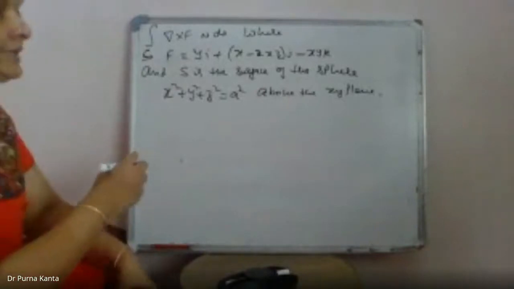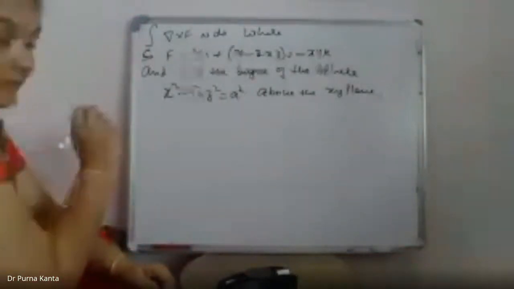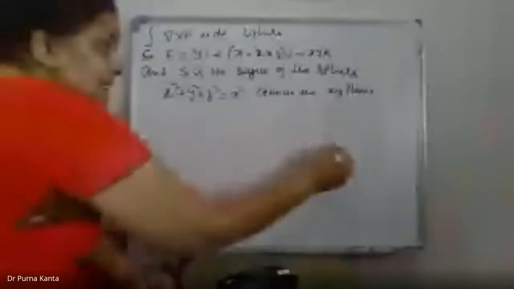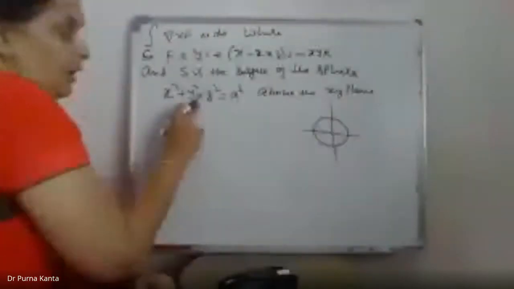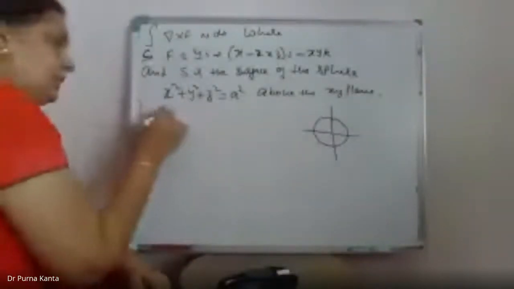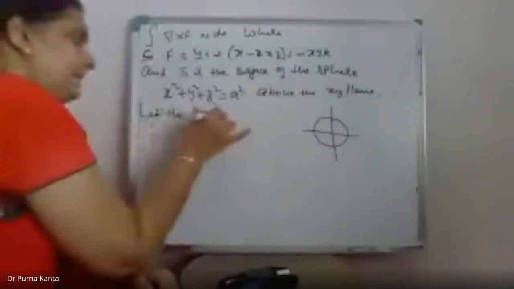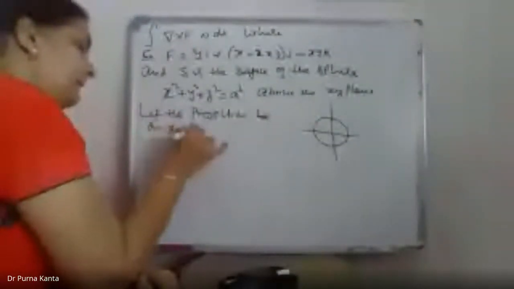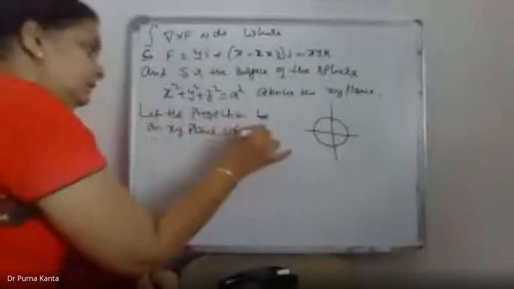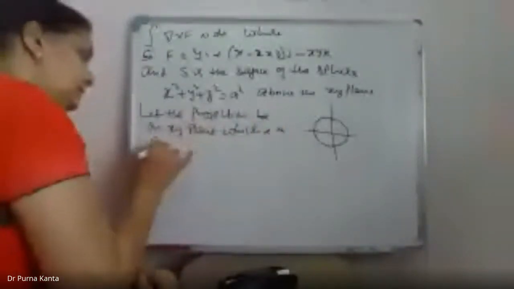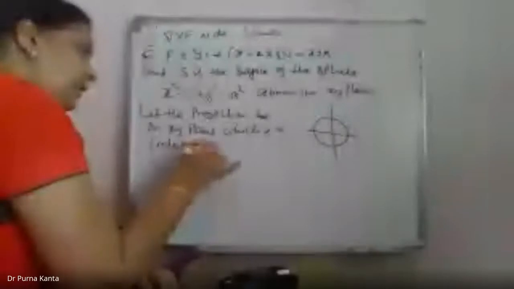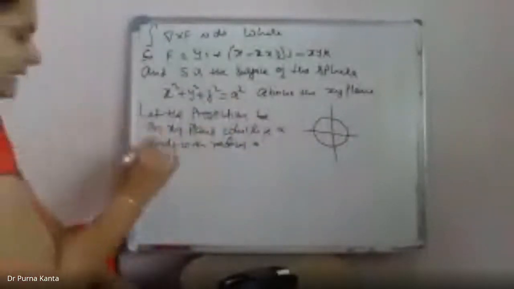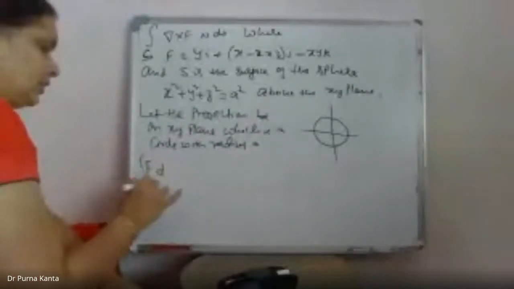So we'll take the projection on the xy plane. What does this represent? This represents a circle whose radius is equal to a on the xy plane. So let the projection be on the xy plane, which is a circle with radius a. We'll first calculate the integral over C of f dot dr.